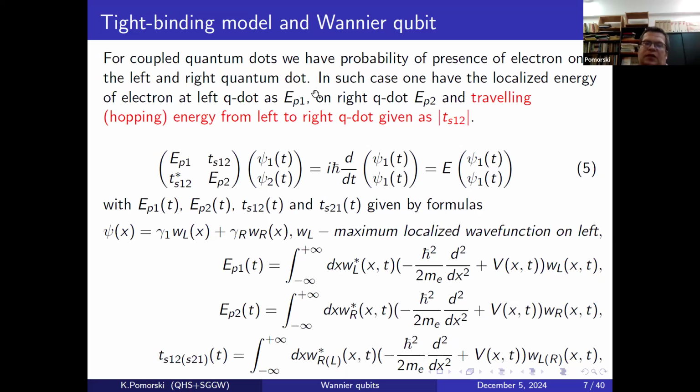So it turns out that the dynamics of two quantum dots can be described by a tight binding model as described by equation 5. So you have the Hamiltonian that has a diagonal part, epsilon 1 and epsilon 2, the localized energies on the left and right quantum dot. And there is a hopping term on its anti-diagonal part. And this matrix actually has similarities to a spin qubit.